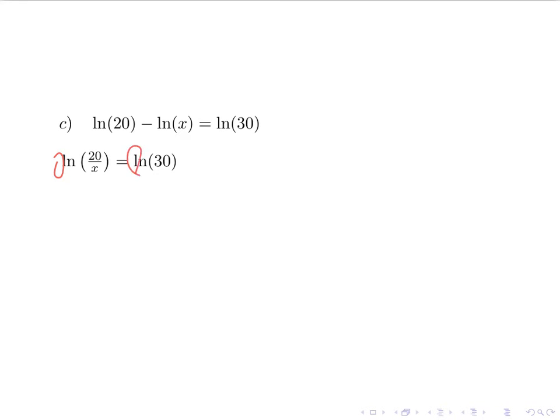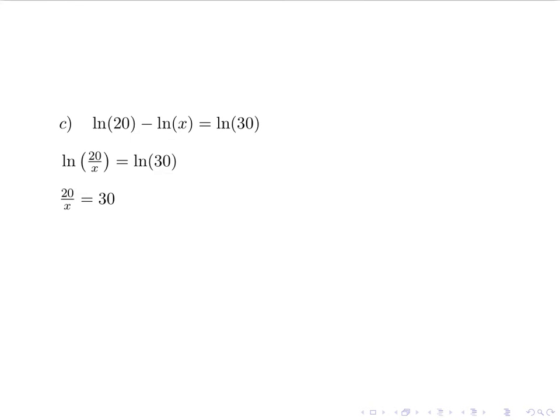These are both 1. I am going to cancel the log and undo that first step that I did in the previous problem. So I've got log of both sides. Now I'm going to cancel the logs, and I've got 20 over x equals 30. But again, I can only do this if I have 1 log equals 1 log. That's the only time I can do it. And the logs have to be the same base too.